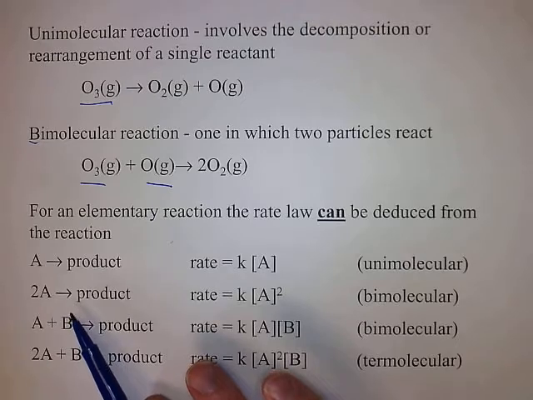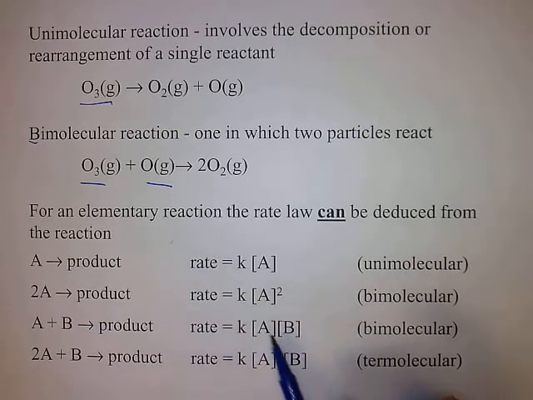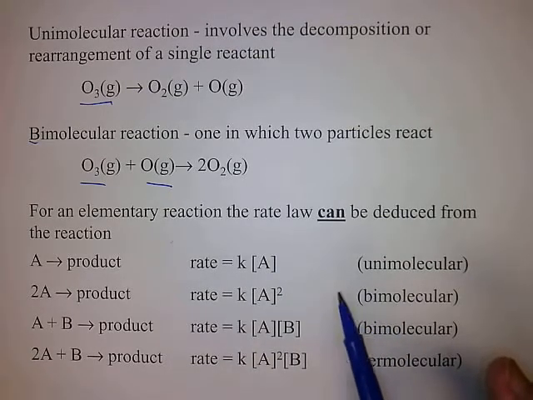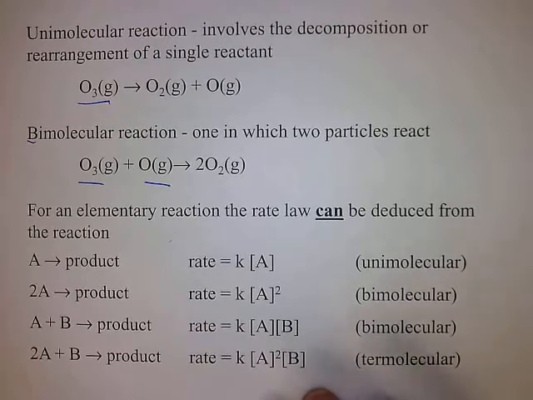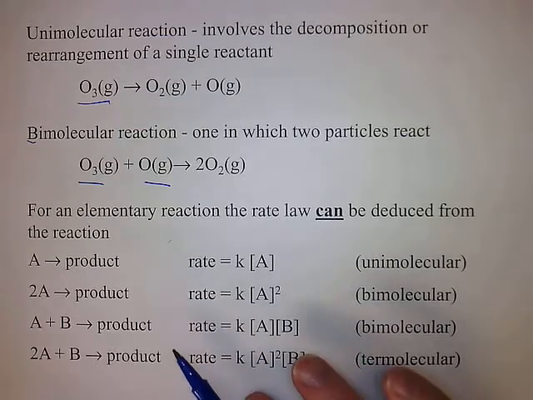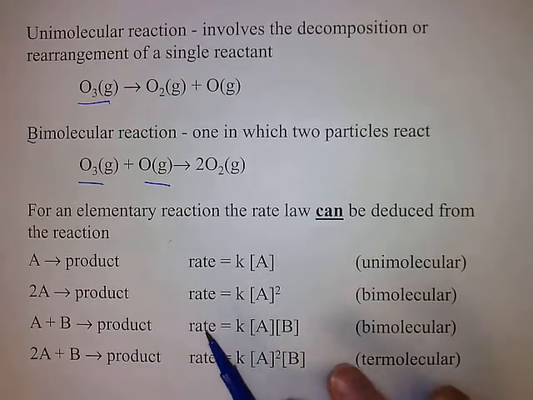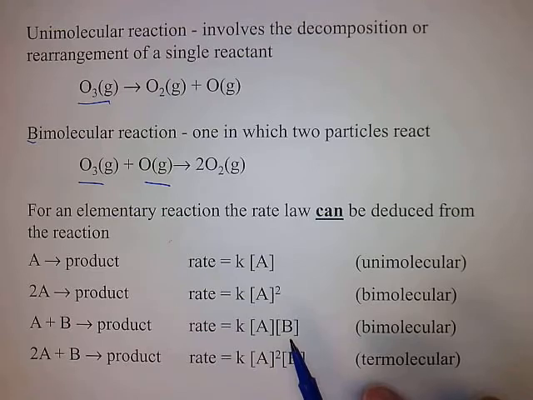Okay? Now, if we have two A's make a product, if an A has to somehow combine with an A to make a product, then we're going to have a bimolecular step, and the rate is going to be proportional to the square of the concentration. Okay? And if we have a reaction where an A and a B have to come together to make a product, then again, it's bimolecular. So the rate is now going to be some constant K times the concentration of A times the concentration of B.